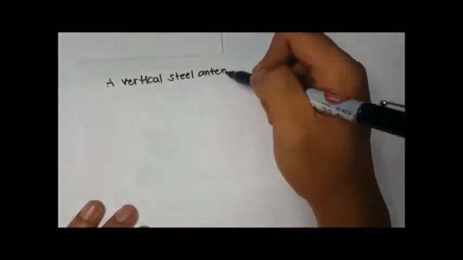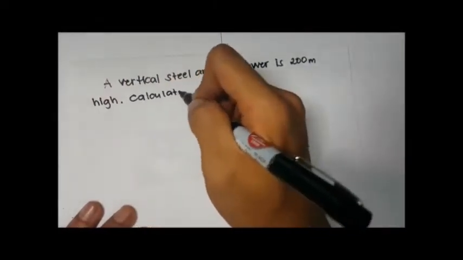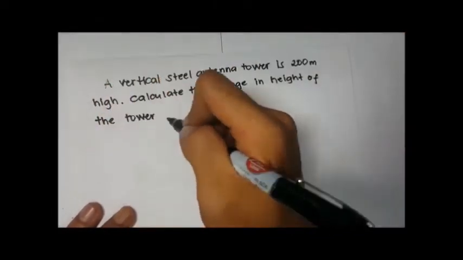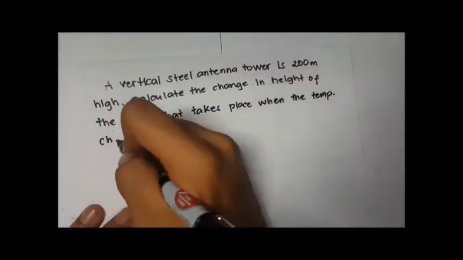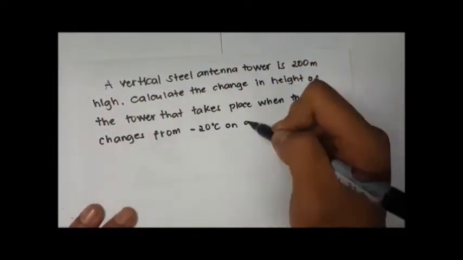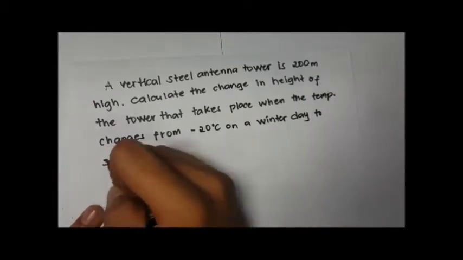A vertical steel antenna tower is 200 meters high. Calculate the change in height of the tower that takes place when the temperature change is from negative 20 degrees Celsius on a winter day to 30 degrees Celsius on a summer day.